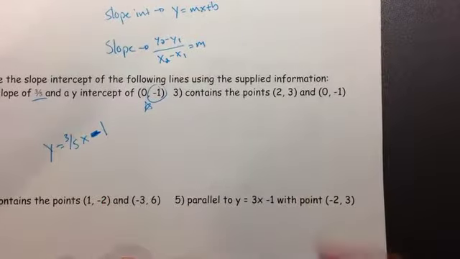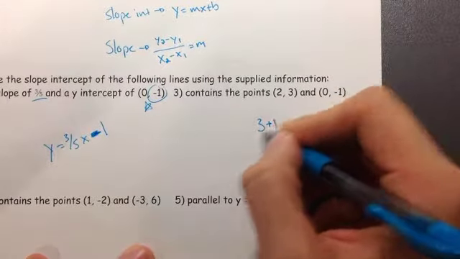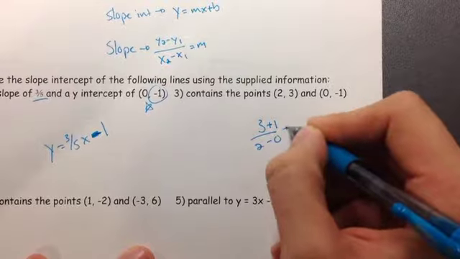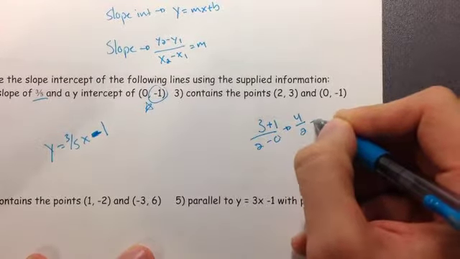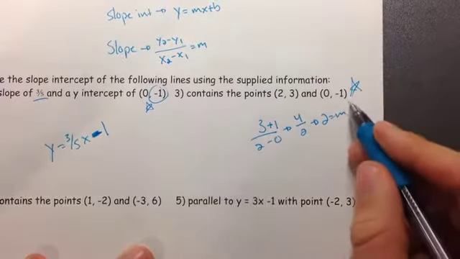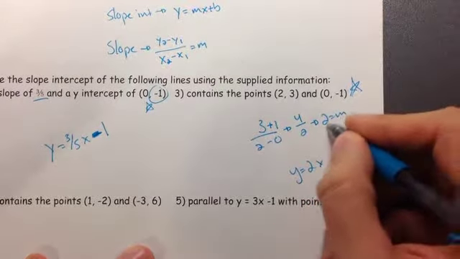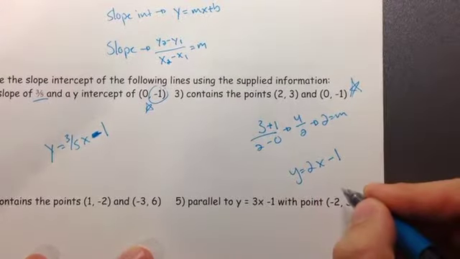My second one, I've got 2 points. I need to calculate my slope, so I'm going to take 3 minus -1 over 2 minus 0. You're going to get 4/2, or a slope value of just 2. They give me the y-intercept, so I'm going to use that. Y equals 2x for my slope, and then my intercept is -1.